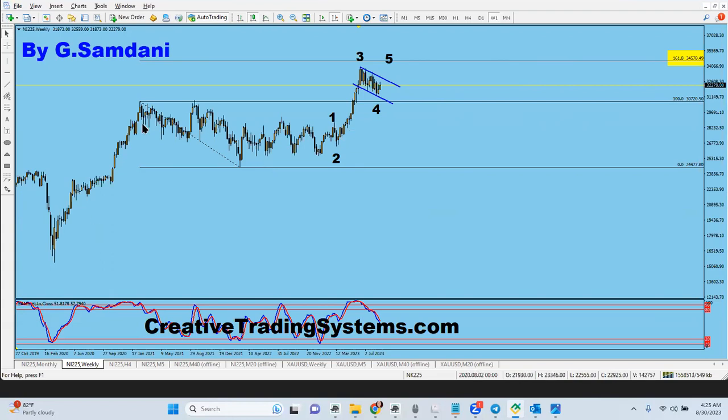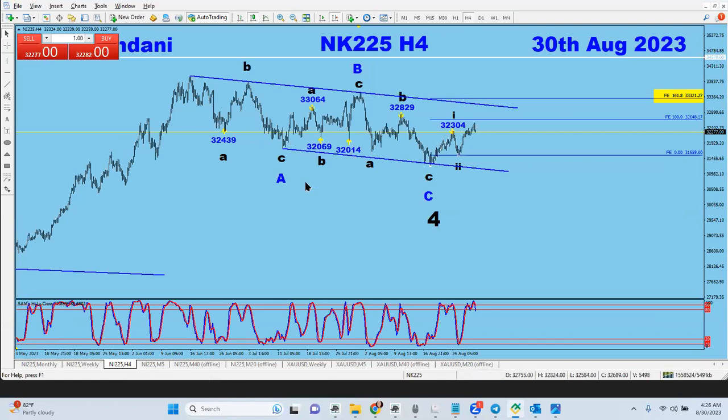After this finishing, A, B, and then C, wave going for wave 5. 1, 2, 3. This bullish flag, wave 4, wave 5. If you look at more detail on this one, this is Nikkei, this is wave 4. This is what happened. A, B, C, A, then A, B, C, B, and then A, B, C, C. And wave 4 is finished here, A, B, C correction.